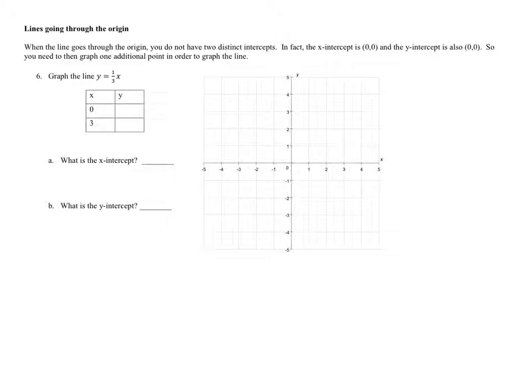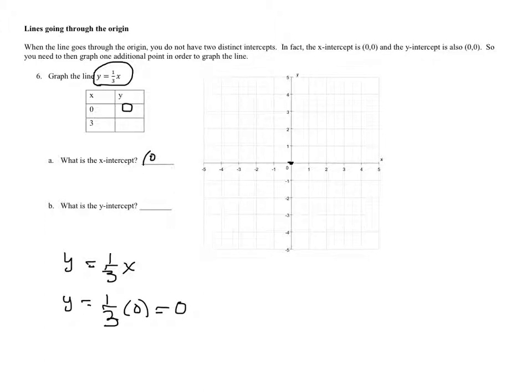Last but not least, let's talk about lines that go through the origin and intercepts with that. First, we're going to graph this line right here. Y is equal to 1/3 x. And notice how that tic-tac-toe thing is not going to help us, because when I put 0 in for x, I get 1/3 times 0 is 0. So I get the origin. So it's really interesting because the x-intercept is 0, 0, and so is the y-intercept.